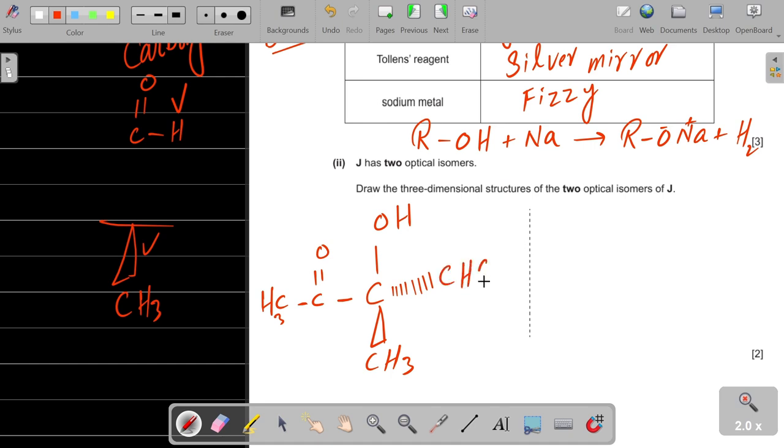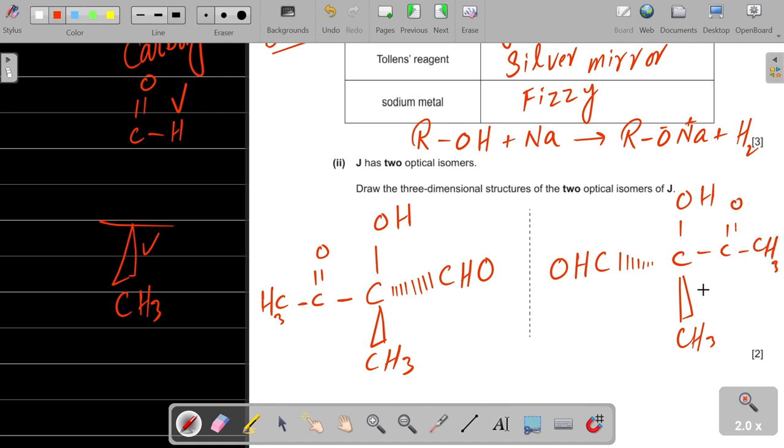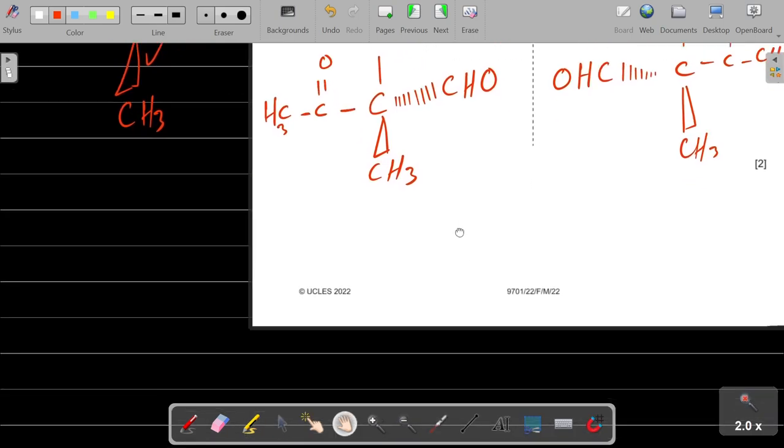Sorry, not mirror, plane. Now I will write the O here, then H opposite of this, and C. It will become like this, from bigger to lower, understand? Then they are mirror images of each other. And here I need to draw the opposite of this: CH3, and then C double bond O, CH3. They are mirror images of each other.